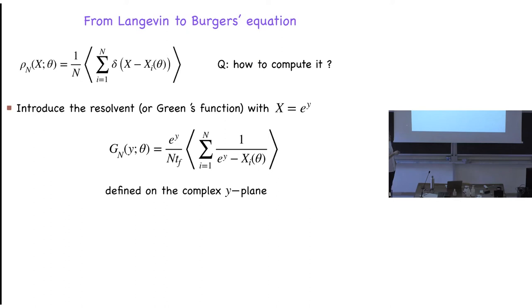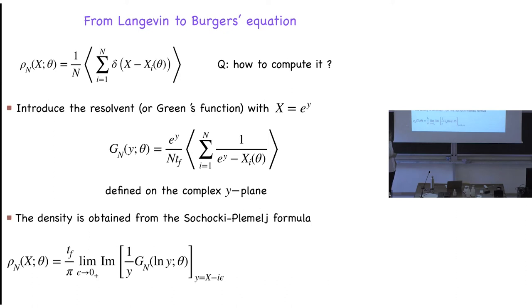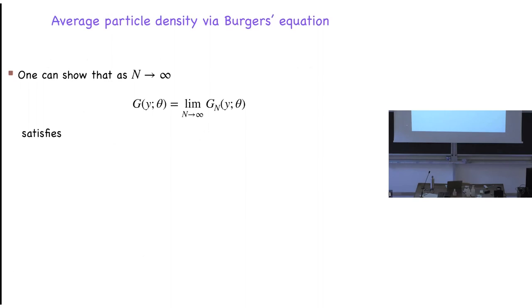And at the end, as I said, you can simply get the density from the standard relation. Now, the nice thing is that you can write, I will not show you the details, an explicit expression for this quantity, which is valid for finite n. And then you can study its large n limit. What we show there is that in the large n limit, this object, which is a resolvent in the appropriate set of variables, reaches a nice large n stationary limit.